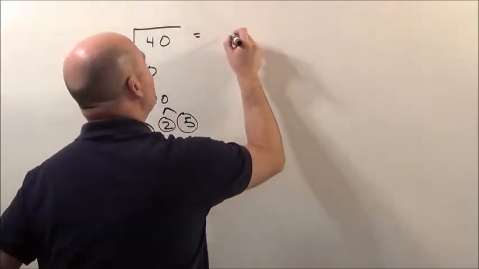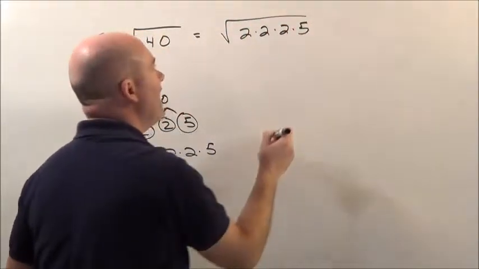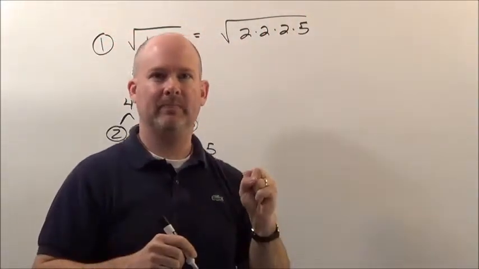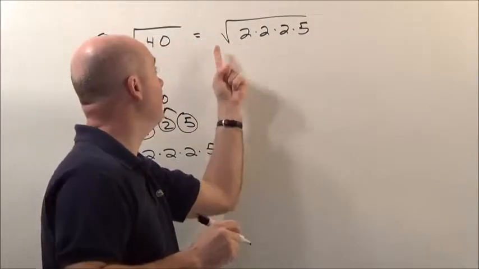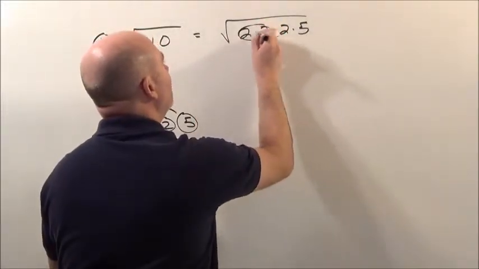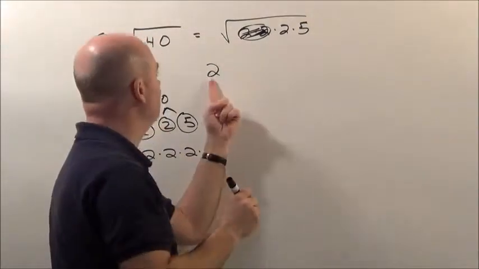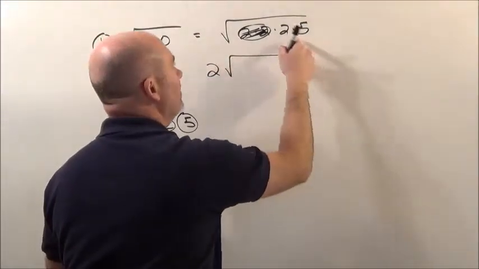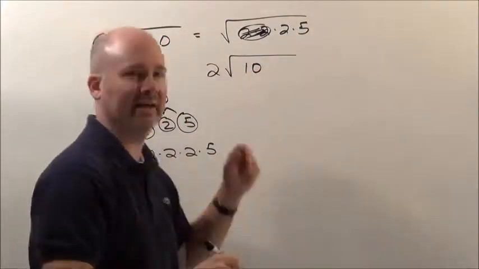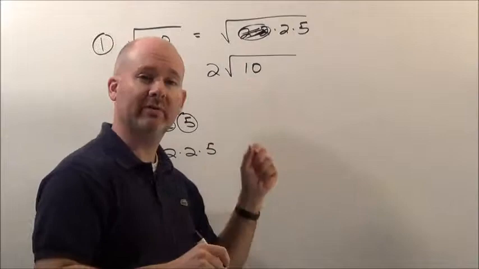Now here's the way I like to do it. So I know this is simply a 2 times 2 times 2 times 5. In order to bring somebody out of the house, you got to have a couple. You got to have a pair in order to bring them out of this little square root house. Well, there's a pair. So this pair can be crossed and brought out. Now when you bring it out, they only come out as a single. So a 2 comes out. There's no other pair to be brought out. 2 times 5, we can go ahead and say, oh, that's 2 root 10. And there we have it.